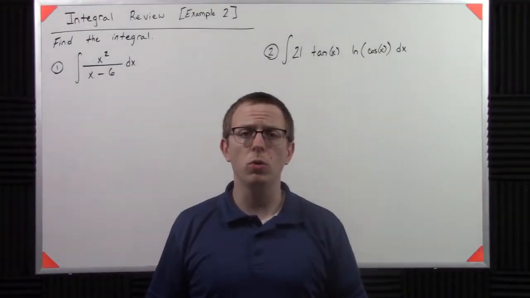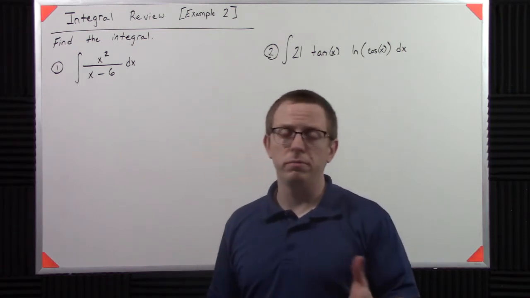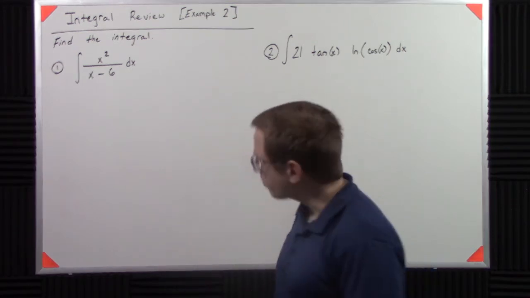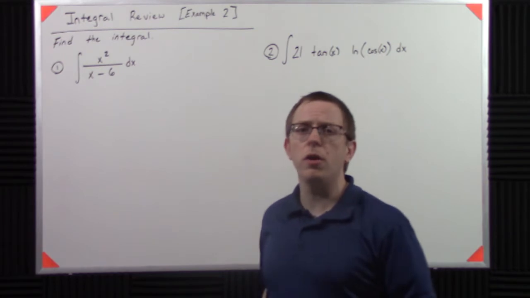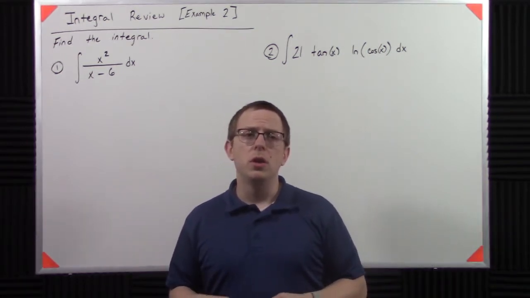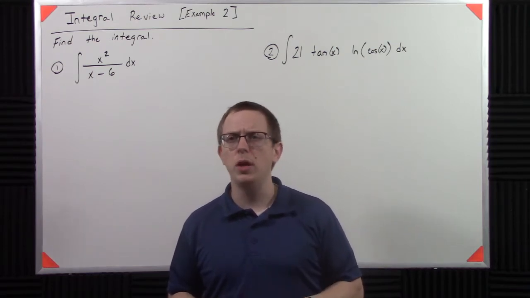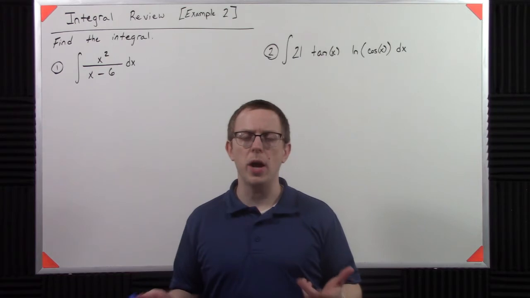Let's solve two more integrals. These are a little more complicated than the ones we did before, but hey, that's what we're here for. The first one, we have x squared over x minus 6 dx. Now there's two different ways you could do this. The first one is rational division, and that's what I'm going to do. The second one, you could kind of use the addition subtraction method.